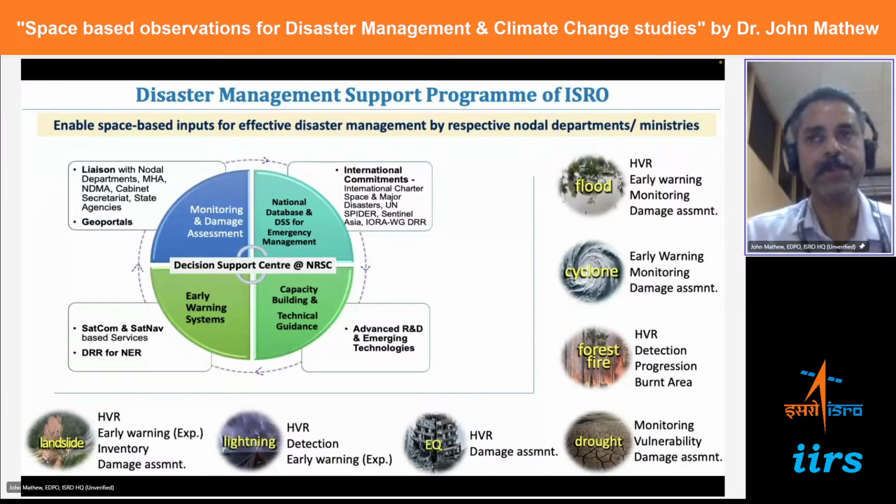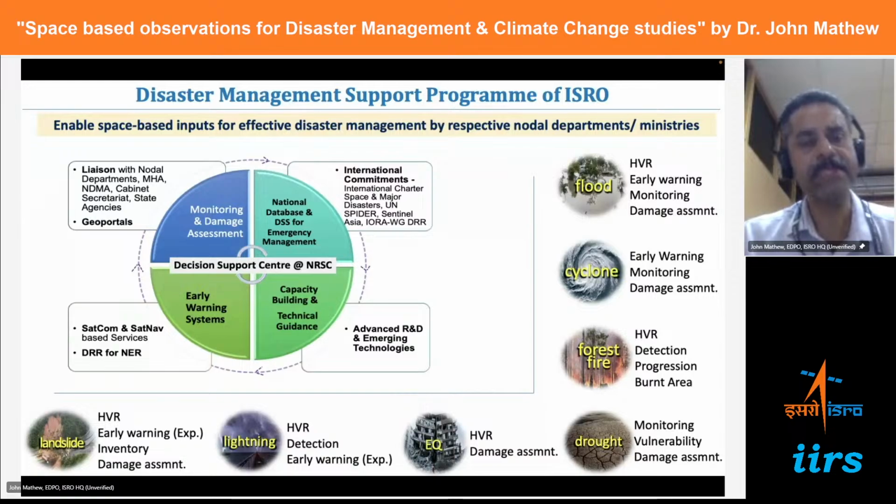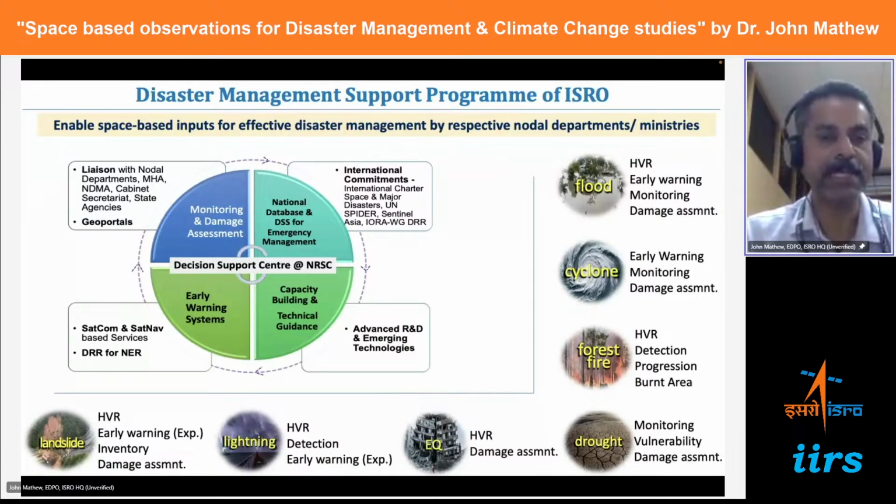The second important point is we have established a multi-scale, national level database called NDEM. That goes as an input for emergency management by the nodal agencies like NDRF or SDRF. Then we also support development of early warning systems by providing necessary space-based inputs.